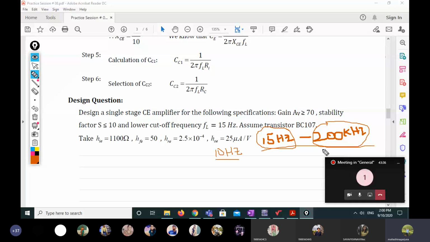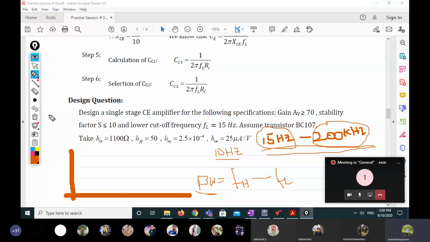So the human voice should be within the range of 15 hertz to 200 kilohertz. This range we call bandwidth. Bandwidth is equal to fH minus fL, the upper cutoff frequency minus the lower cutoff frequency, so 200 kilohertz minus 15 hertz. That is the range of the bandwidth, and the response will be like this.